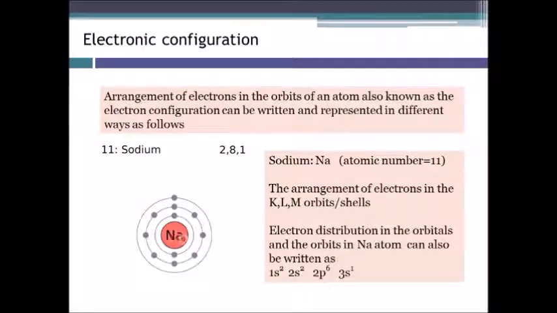We represent that nucleus by the element symbol, sodium for example, then 2 electrons in the K shell, 8 in the L shell, and only 1 in the M shell. So we have here 2, 8, 1. That is one way of representing. The other way of representing the arrangement of electrons is like this: 1s2, 2s2, 2p6, 3s1. This is called the representation or the electronic configuration with respect to the orbitals of an atom.